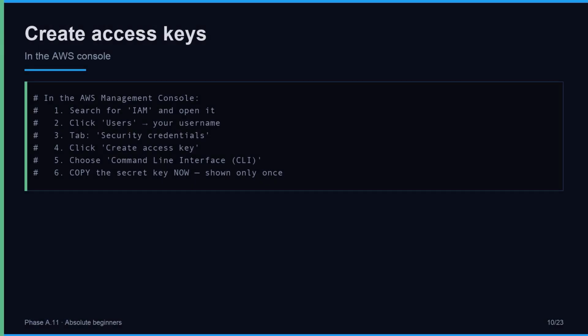In the AWS console, search for IAM and open it. Click Users, then click your username. Open the Security Credentials tab. Scroll to Access Keys and click Create Access Key. Choose Command Line Interface as the use case.